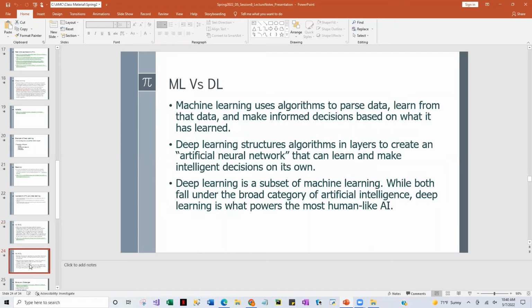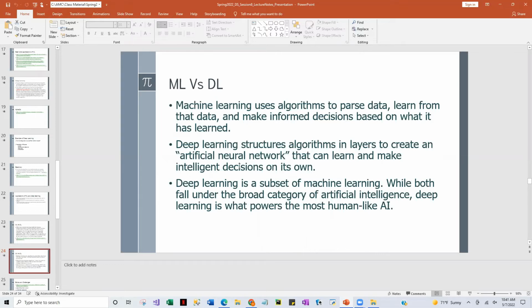Okay. And it is also the same thing: like machine learning, you need algorithms, and it is going to parse the data, it is going to use the data. And yeah, I will come back to the codes and the files. And deep learning is going to use the artificial neural network, and it is going to learn and make intelligent decisions on its own. So that is the difference between deep learning and machine learning.